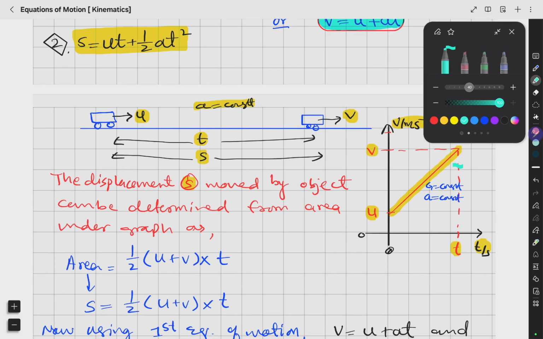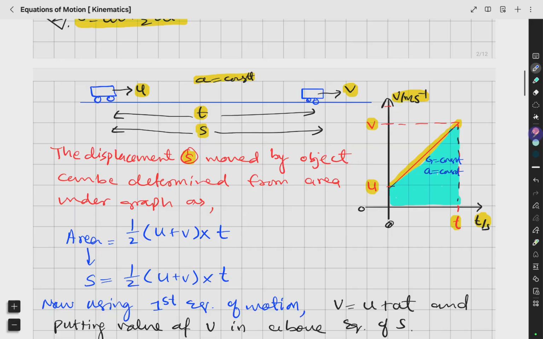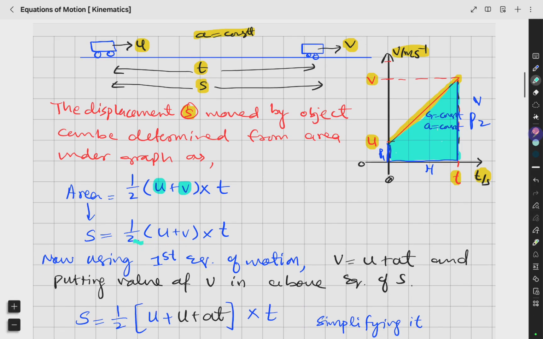So this whole area under the graph can give you the displacement or the distance moved by the object. So let's find the area. This is the first parallel side P1, this is the second parallel side P2, and this is the height between them. So area is 1 by 2 times the sum of parallel sides, which is u plus v, because one parallel side is u and the other is v, right? And multiplied by height, which is t.